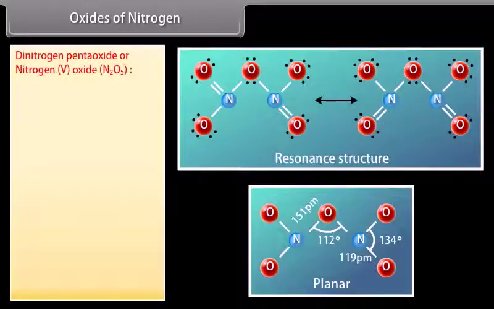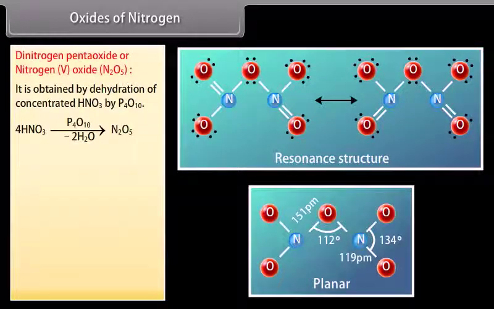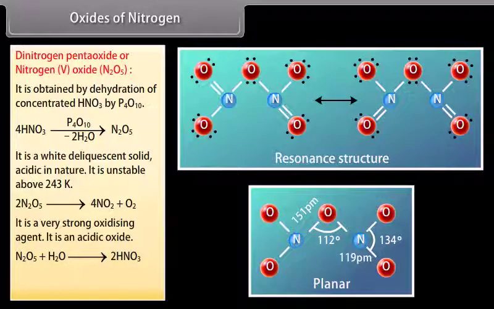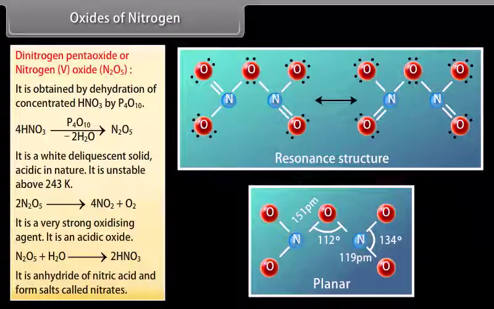Dinitrogen pentoxide, or nitrogen(V) oxide. It is obtained by dehydration of concentrated HNO3 by P4O10. It is a white deliquescent solid, acidic in nature. It is unstable above 243 Kelvin. It is a very strong oxidizing agent. Many organic substances burst into flames on coming in contact with it. It is an acidic oxide. It is the anhydride of nitric acid and forms salts called nitrates.